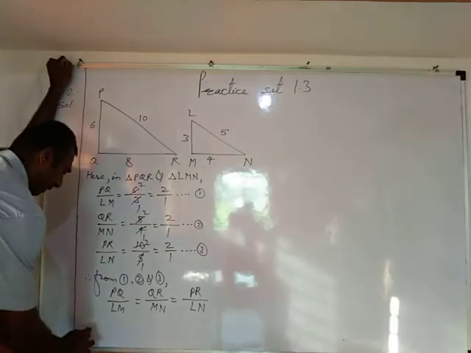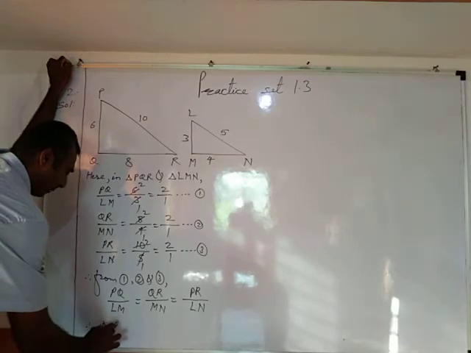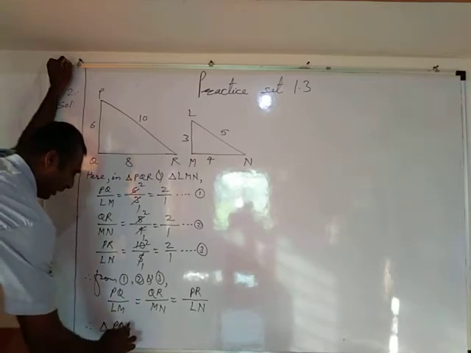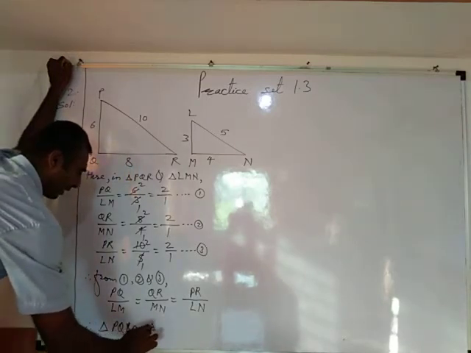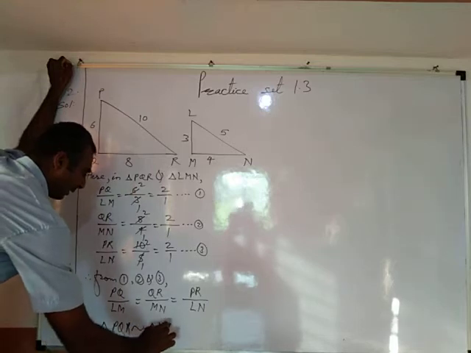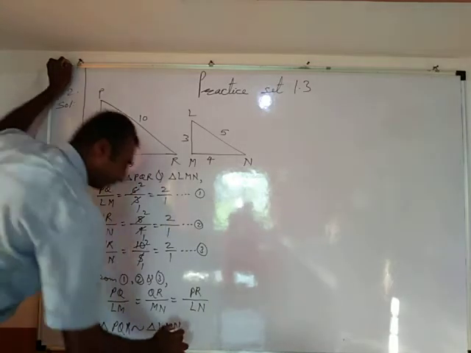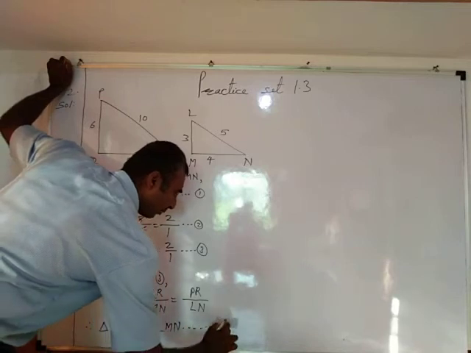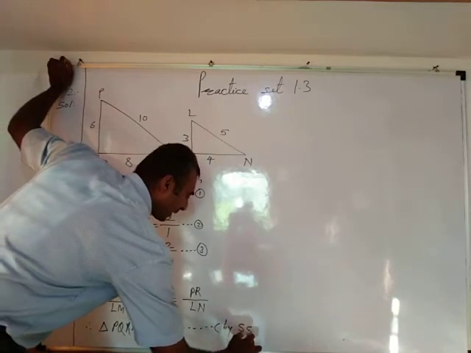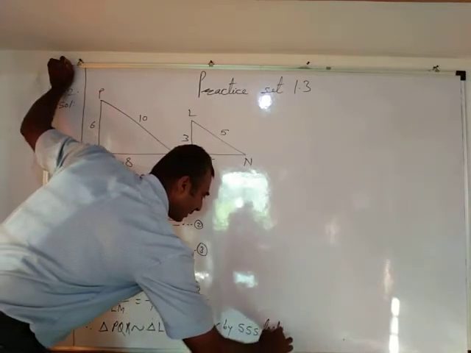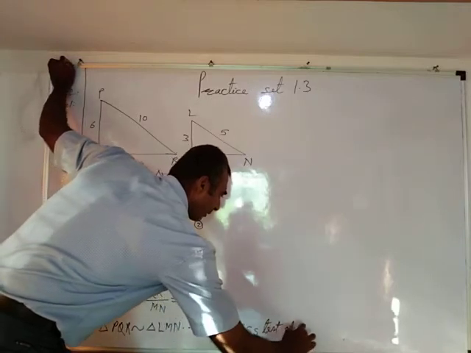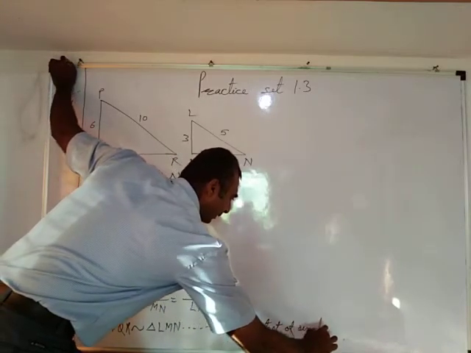Let's mention here. Therefore, triangle PQR is similar to triangle LMN by SSS test of similarity.